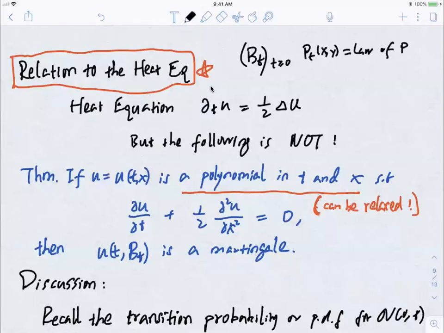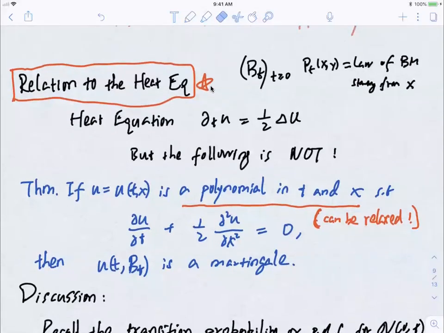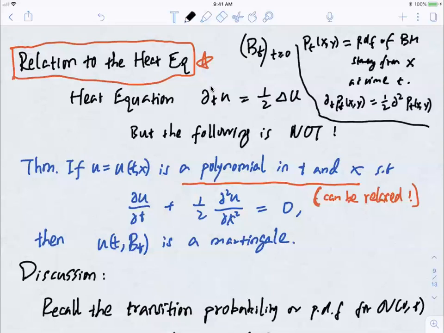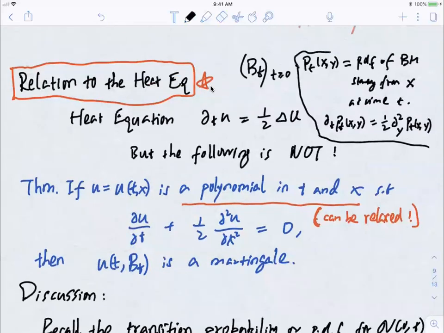Law means the distribution of Brownian motion starting from x. Maybe it's better to just call this the PDF, the probability density function, of Brownian motion starting from x at time t. So this is a well-known fact: the partial derivative of Pt(x,y), fixing x, solves the heat equation, taking the derivative with respect to y. So Brownian motion is just heat diffusion. It's not that magical. We write the law, the PDF of Brownian motion, and you can obtain a heat equation for its density function.